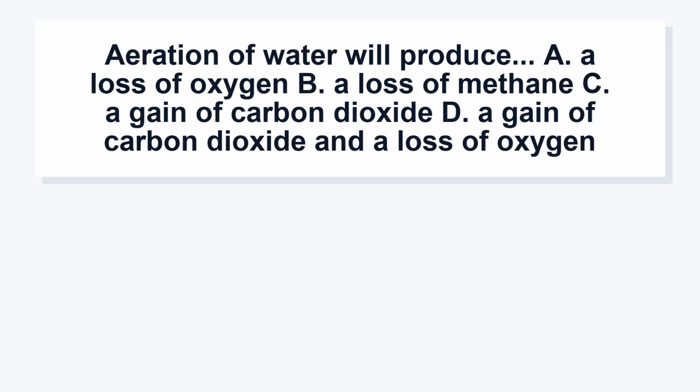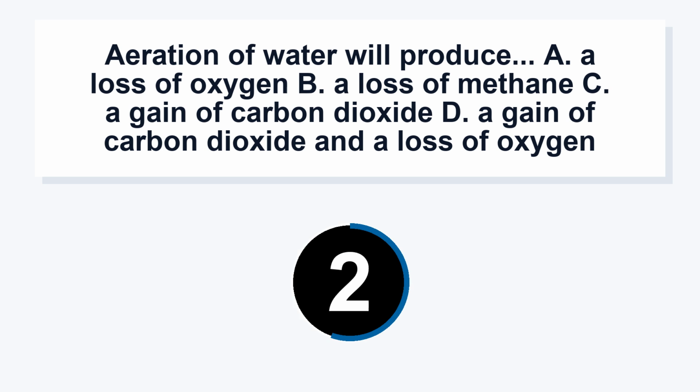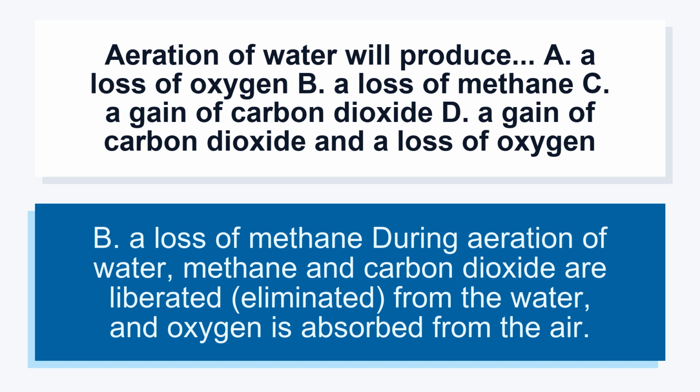Aeration of water will produce: A. A loss of oxygen. B. A loss of methane. C. A gain of carbon dioxide. D. A gain of carbon dioxide and a loss of oxygen. B. A loss of methane. During aeration of water, methane and carbon dioxide are liberated, eliminated, from the water, and oxygen is absorbed from the air.